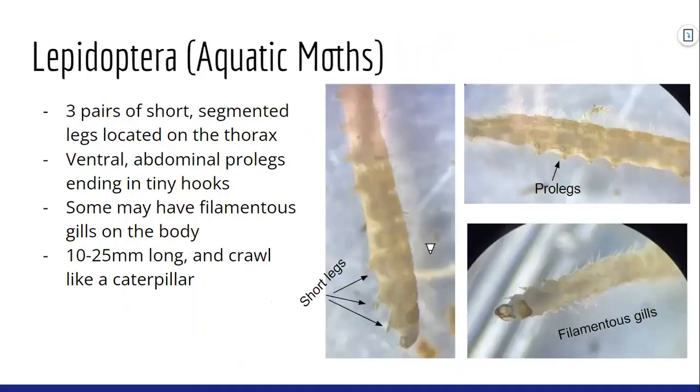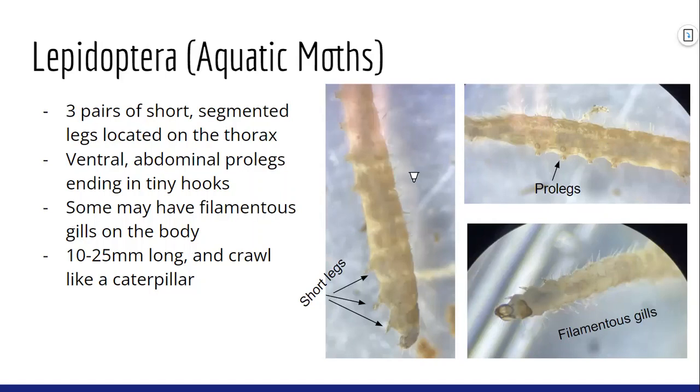Next, we have our Lepidoptera or aquatic moths. So you can see they've got 3 pairs of segmented legs that are very short, located on the thorax here. And they do have abdominal prolegs. Remember, those are undeveloped small legs that end in tiny hooks. You can see them here, the prolegs.